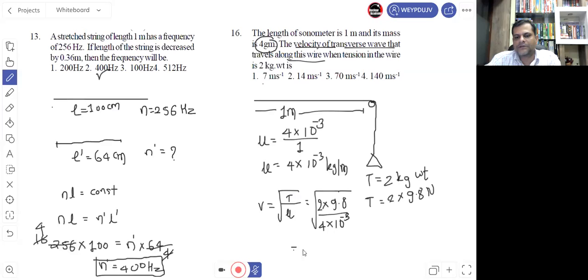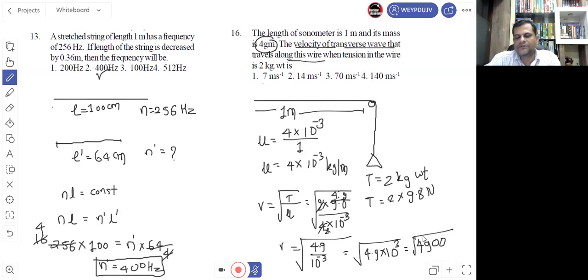okay, so that it becomes finally, cancel this 2 with this 4, so 2 remains here, and if you reduce this 2 with 9.8, then 4.9 remains there, right? So we get this 4.9 upon 10 raised to minus 3, right? And this can also be written as root of 4.9 into 10 raised to plus 3, which makes it root of 4900, correct?